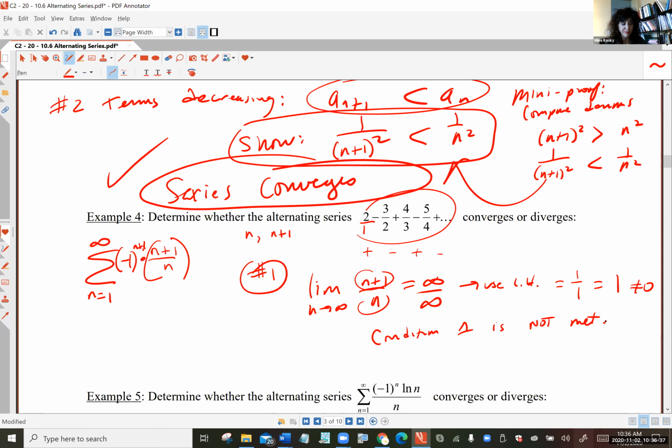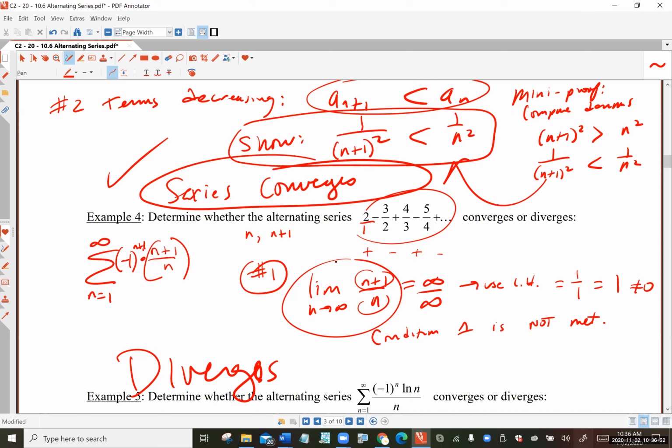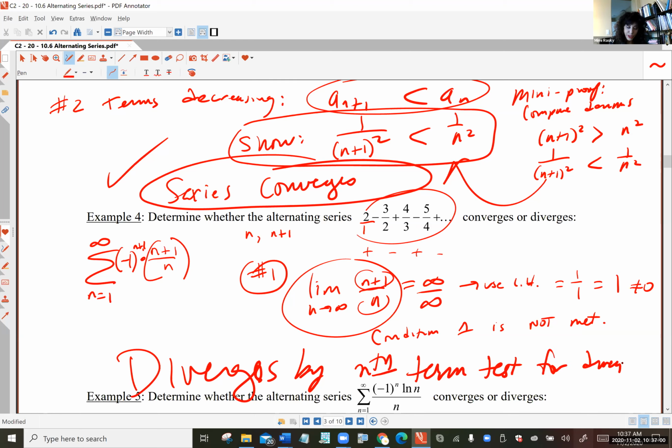Well, what do you mean? We're going to say it diverges because what is this test where you take the limit and test to see if it doesn't go to 0 and then you can conclude divergence? Nth term test. Yes, it actually diverges by the nth term test for divergence, not the alternating series test, because condition 1 is really the nth term test. And we're done with example 4. That alternating series diverges by the nth term test for divergence.